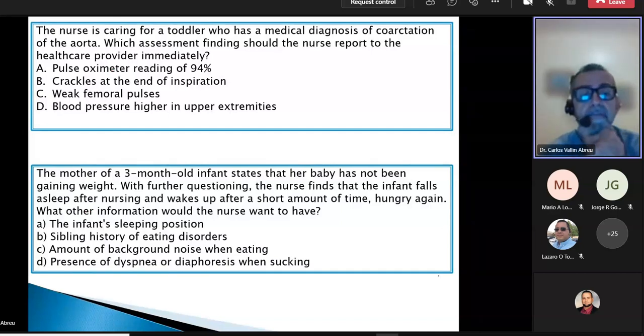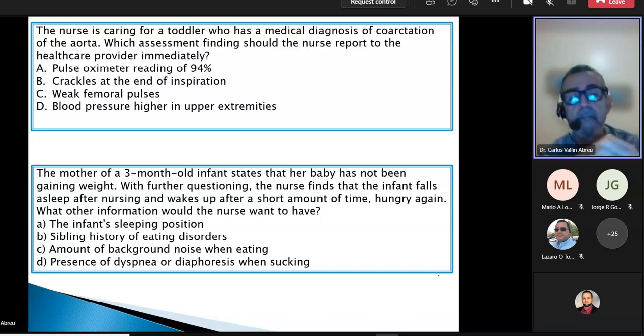The other question: the mother of a 3-month-old infant states that her baby has not been gaining weight. You start suspecting that something is wrong with this child. At 3 months, the baby should be gaining weight. With further questioning, the nurse finds that the infant falls asleep after nursing and wakes up after a short amount of time hungry again. So it is another detail that I said is classical in babies with heart failure. What other information would the nurse want to have? What do you think is going to be a good answer here?